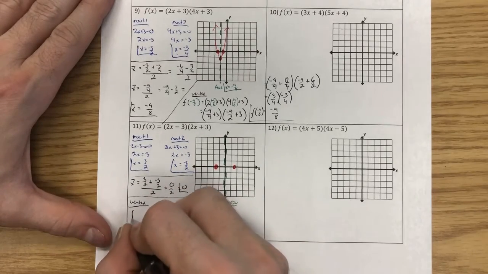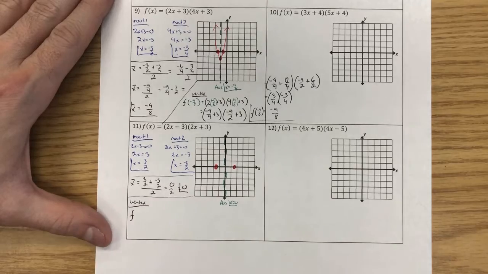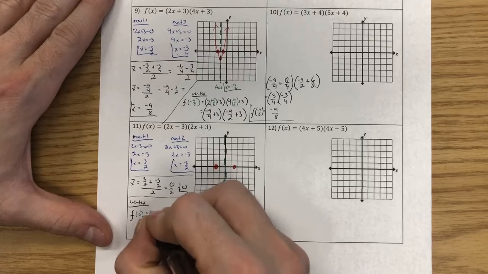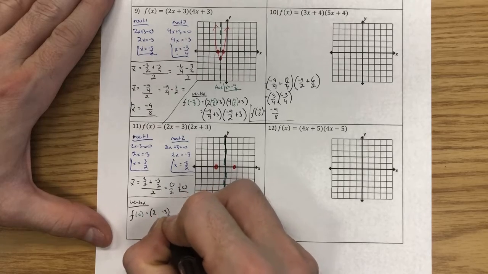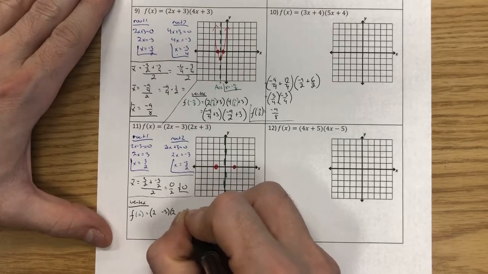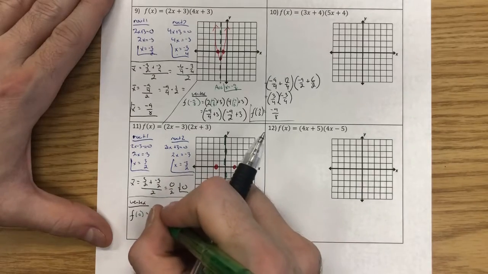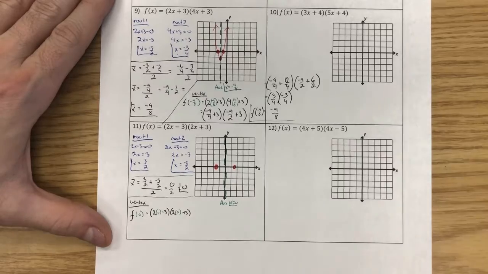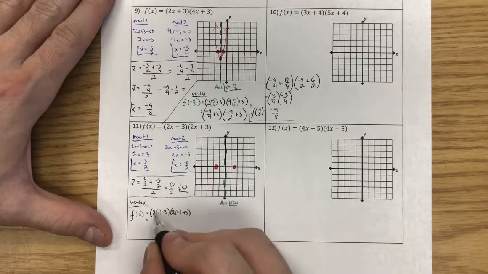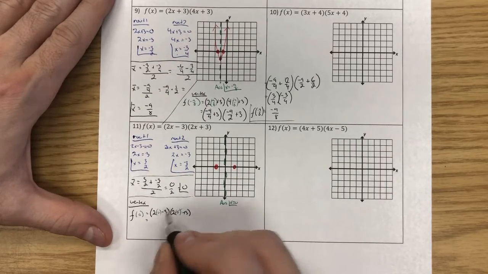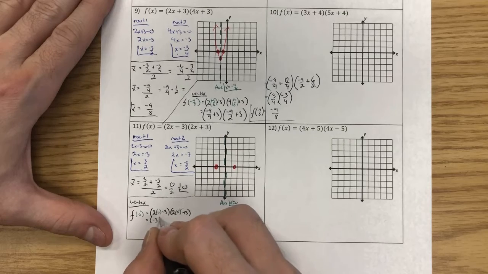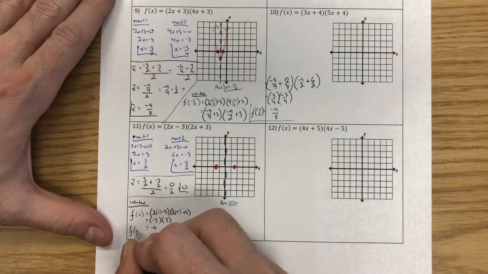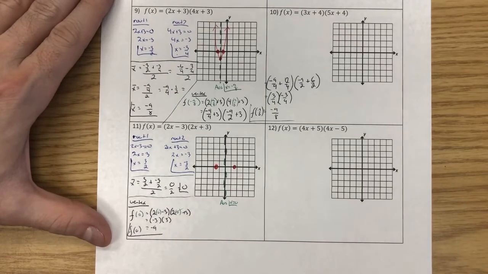So to find my vertex, I just plug it in. So f of 0, which we always like because zeros work really well. 2 times 0 minus 3 times 2 times 0 plus 3. 2 times 0 cancels out, so it's just going to be a negative 3 times positive 3, or negative 9. That was much easier.